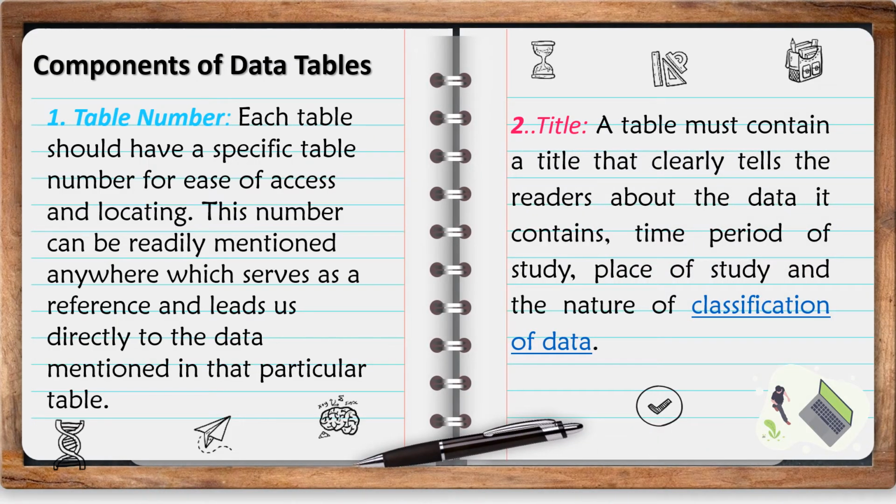So the components of the data table, of course, we need to have a table number. Then a title, which must clearly tell the readers about the data. It contains the time period of study, place of study, and the nature of classification of data.